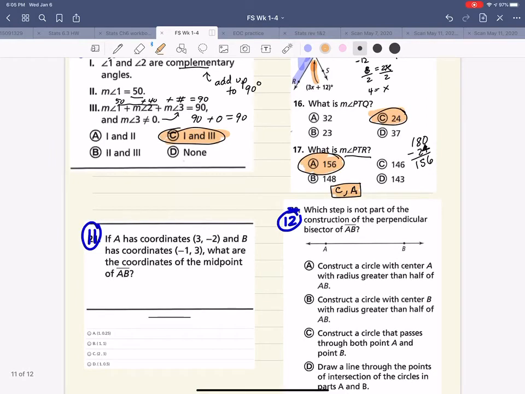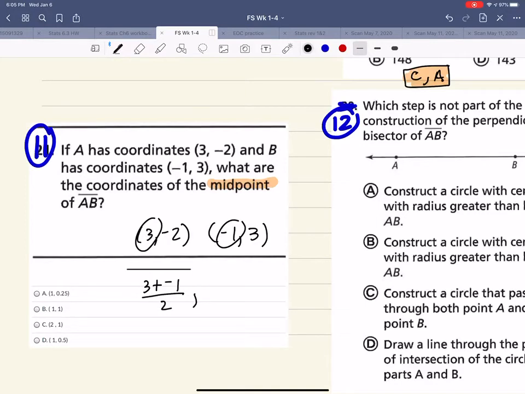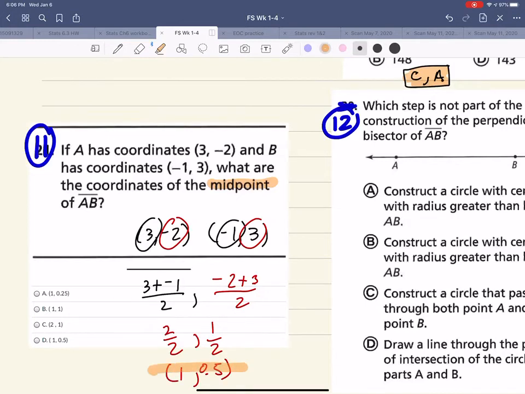Now let's see. A has coordinates (3, 3), and the other point is (-2, -1), or (3, -2) and (-1, 3). What are the coordinates of the midpoint? So we can graph this or we can just use the formula. All right, so what's the formula we've been practicing? Add the two x values and divide by 2. Add the two y values and divide by 2. So that'd be 2 over 2, 1 over 2, so 1 comma 0.5. Let's see if we can find our answer. 1 comma 0.5, there it is, D.